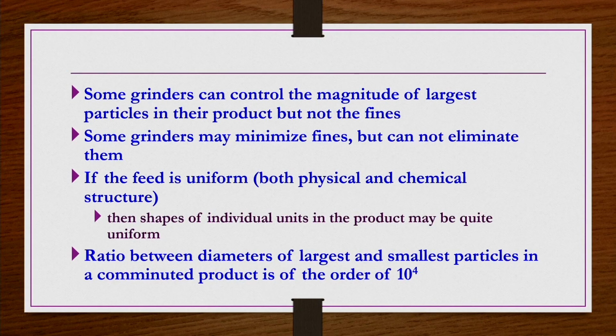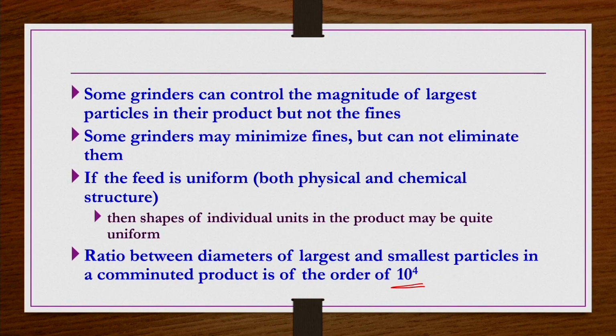As I already mentioned, whatever size reduction you do, compression, hammering or attrition, the particle size distribution is going to be very wide, irrespective of the uniformity of the feed. The size reduced material is going to have a very wide distribution of size. The ratio between the largest particle and the smallest particle of the product is in general of the order of 10 power plus 4. Such is the width of the product size distribution obtained after size reduction.